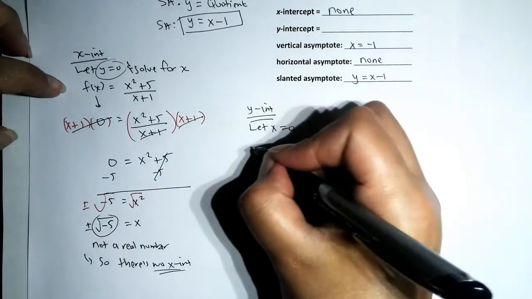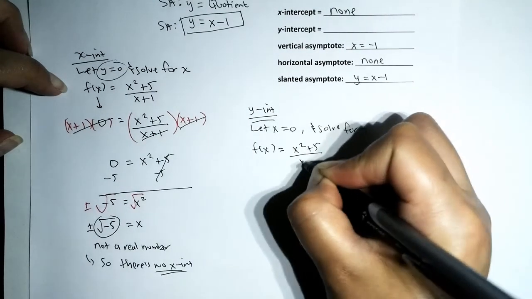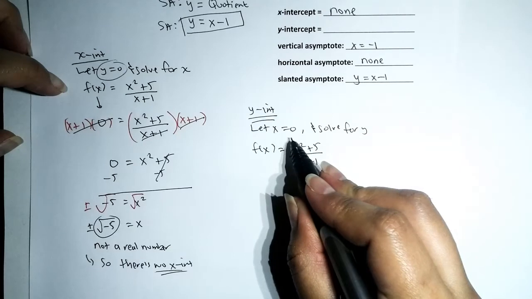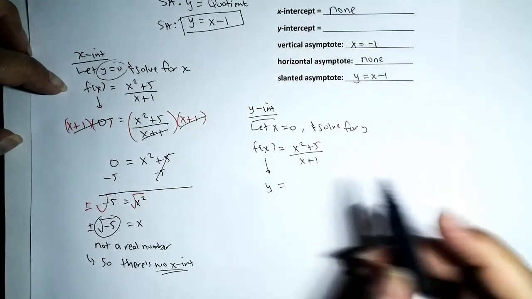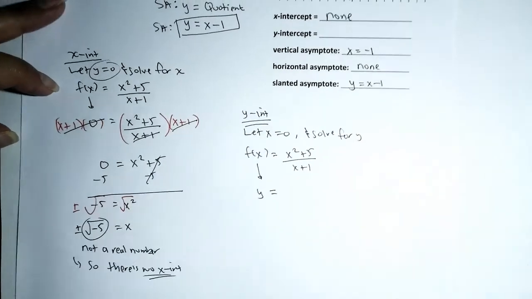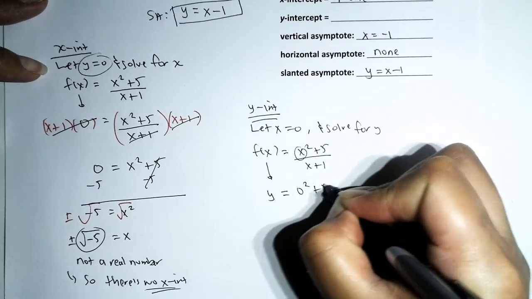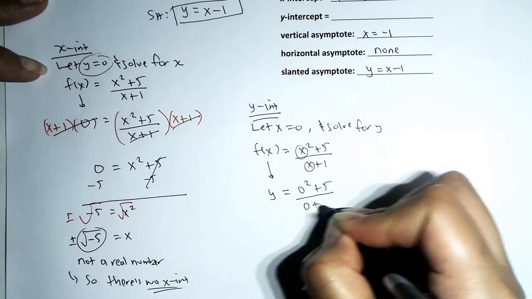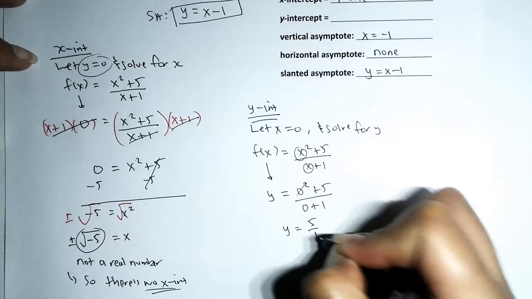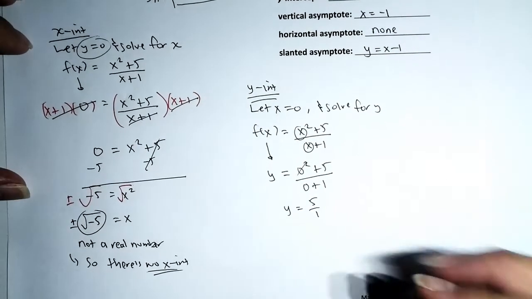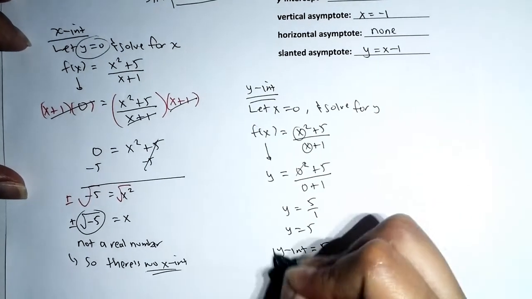So the function reads f of x is equal to x squared plus 5 over x plus 1. We're going to let x equal 0 and solve for y. So I'm going to replace f of x with y for my peace of mind. We're going to let x equal 0. So let me go ahead and zoom in. So that will give us 0 squared plus 5 over 0 plus 1. The numerator will give us 5. The denominator gives us 1, and the quotient of 5 and 1 is 5. So we want to tell the world that the y-intercept is given by 5.